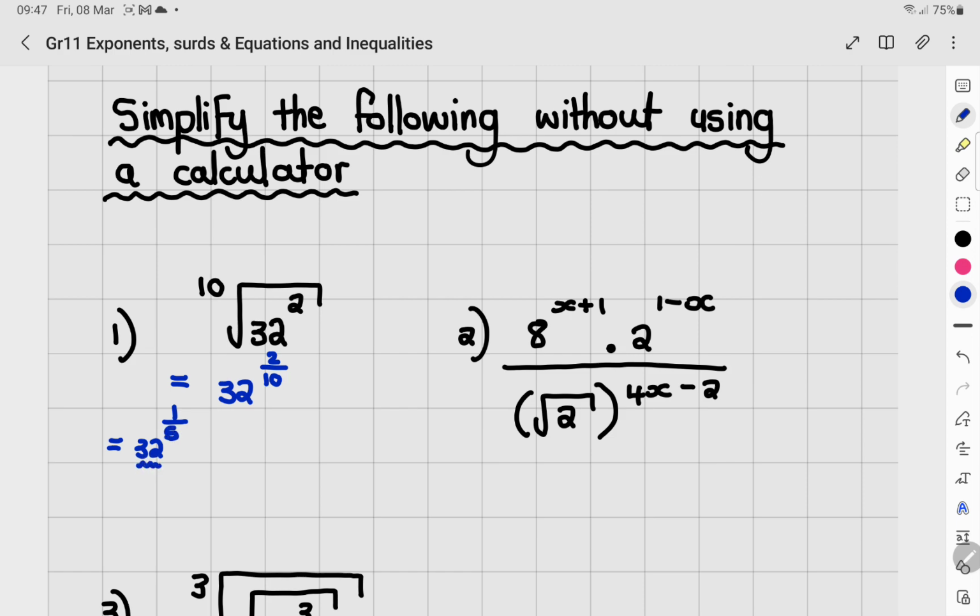Then we want to break down 32 into a product of its primes, which is going to be 2 to the power 5, raised further to the power of 1 over 5. And then we're going to say, what is 5 times a fifth? It will be 5 times 1 is 5, 5 over 5 is 1. So your answer is 2.